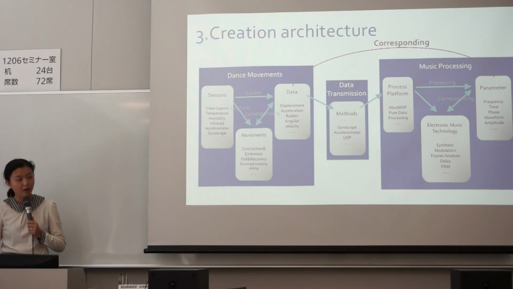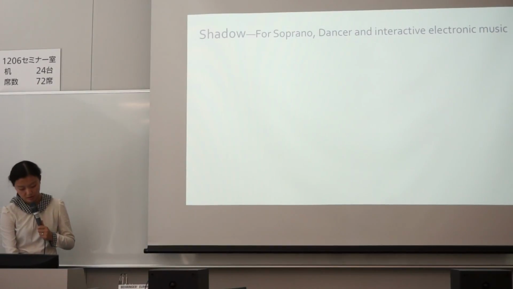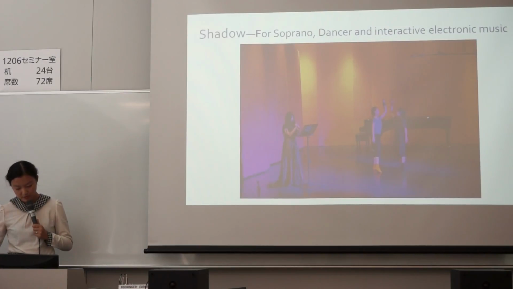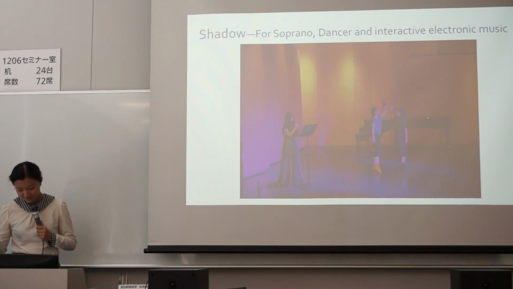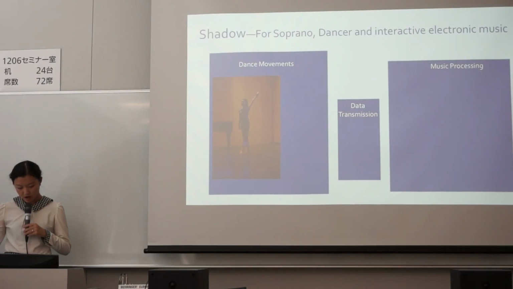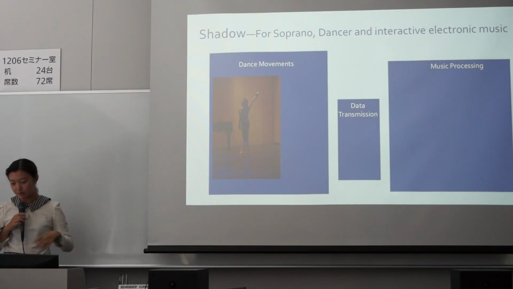Next, I'll show one of my works called Shadow. It is for dance and interactive electronic music. Performers include one singer and two dancers. Let us show it on the creation architecture. On one dancer's arm, there is strapped a sensor, which collects displacement and acceleration data in the space of 3 dimensions, x, y, z, of her arm in real time.